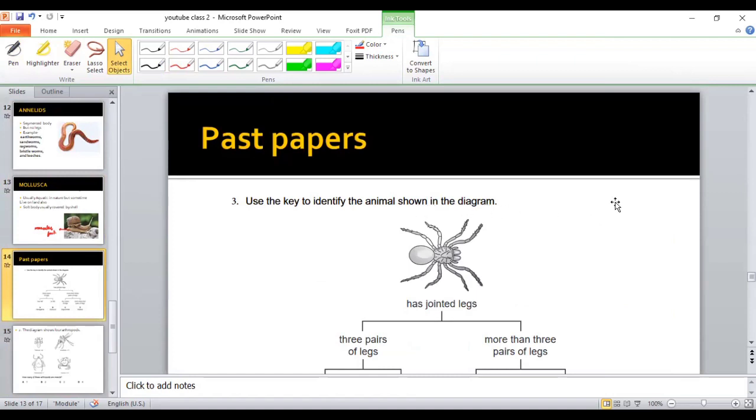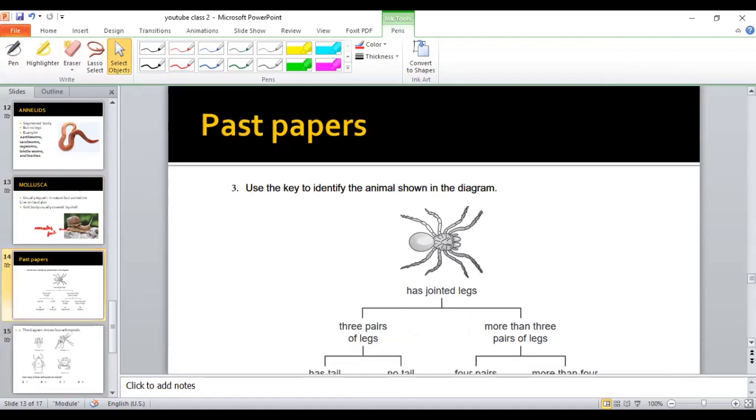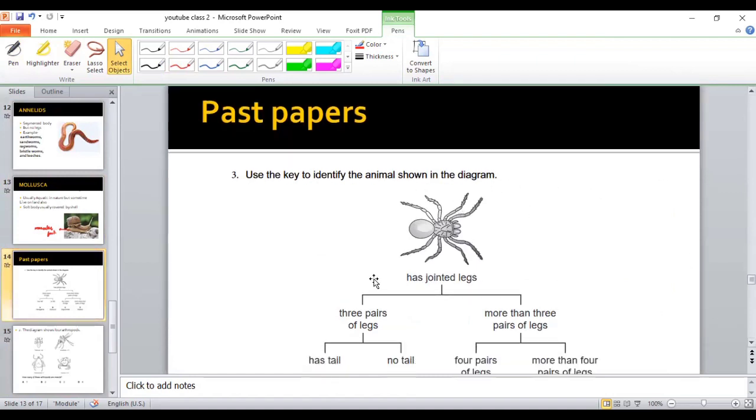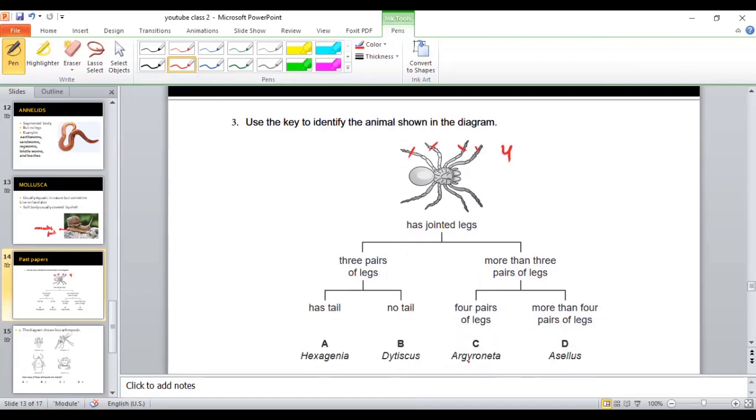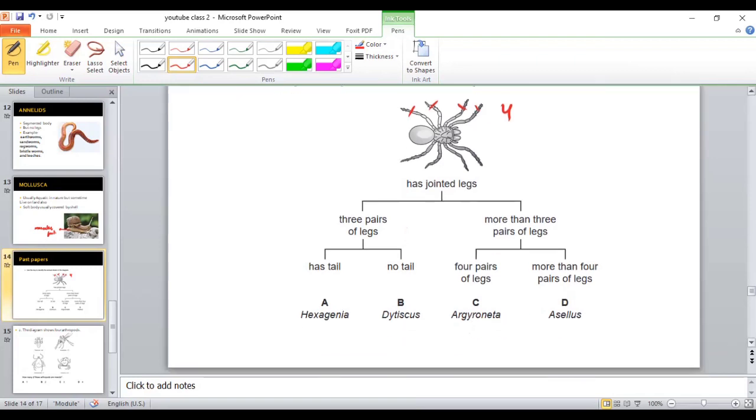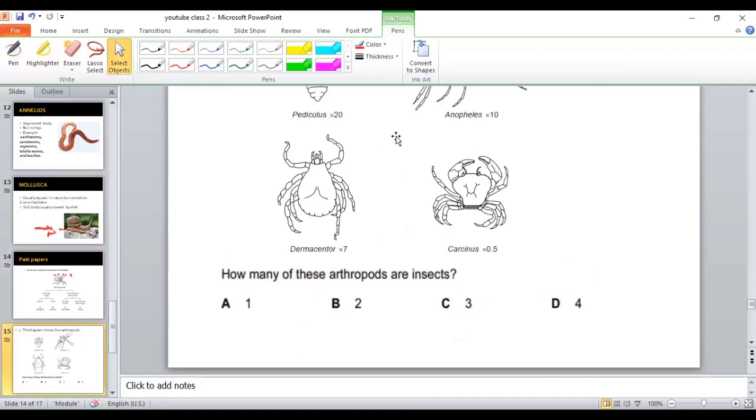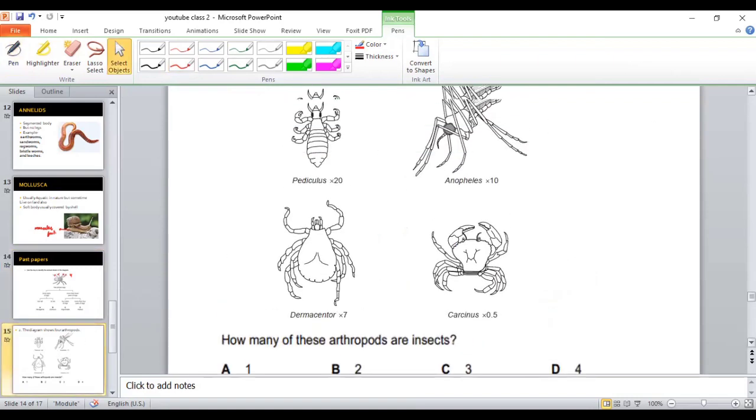Now comes the past paper. Use the key to identify the animal shown in the diagram. Has jointed legs? Yes, it has jointed legs. 3 pairs of legs or more than 3 pairs of legs. Count the legs: 1, 2, 3, 4. So 4 pairs of legs they have. More than 3 pairs of legs means 4 pairs. So this is C, arachnida. Okay, sorry.